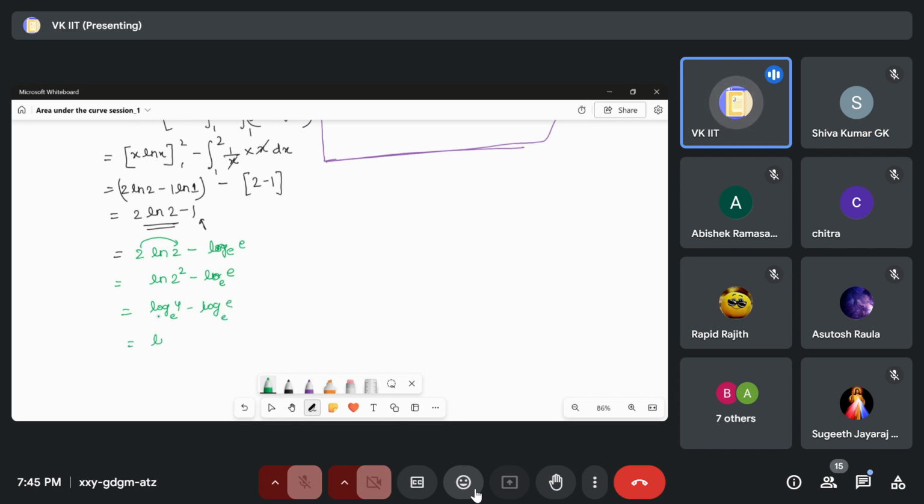And the final answer will be log m minus log n. It means log m by n. Okay, sometimes they can ask you in this format also. So don't hesitate. Try to solve as much as you can. Okay, because it's in the long terms. That's why it was given like this. Right. Let's go for the next one.